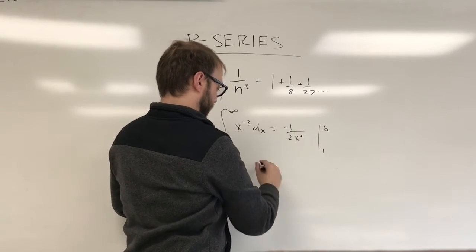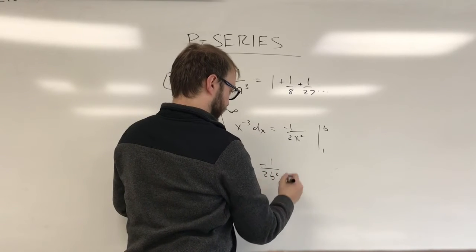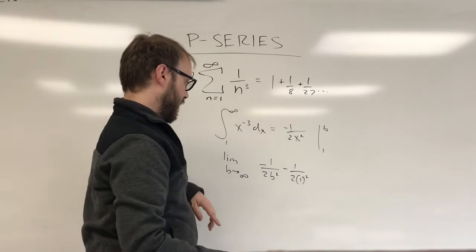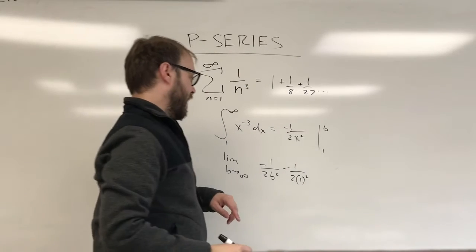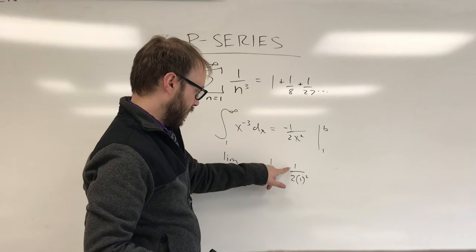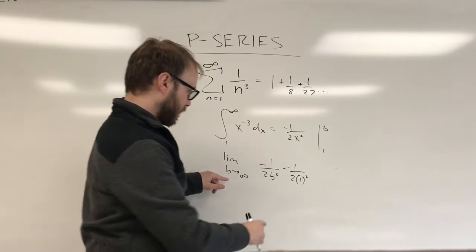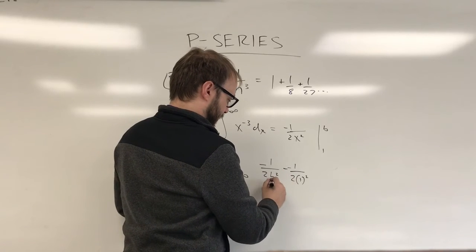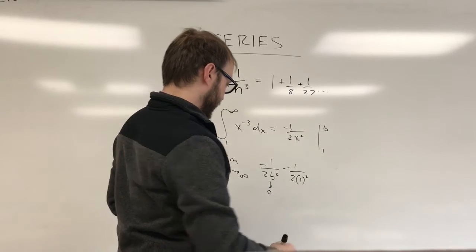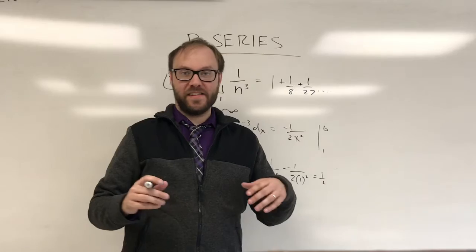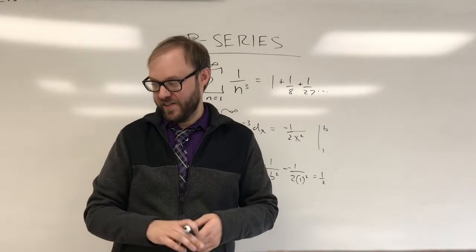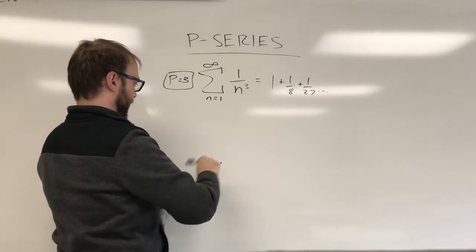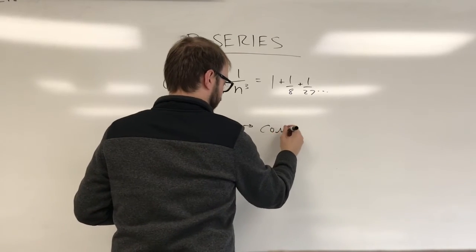If we apply the fundamental theorem here, that would be -1 over 2b squared minus -1 over 2x squared. Sorry, should be minus a negative there. And of course, this is going to end up being plus 1/2. If you apply this as b goes to infinity, you're going to have a constant over infinity. This is going to approach 0, and this will converge to 1/2. Again, that doesn't say that the sum of the series is 1/2, it just says that the series is convergent. So the conclusion here is that the P-series with p equals 3 ends up being a convergent series.